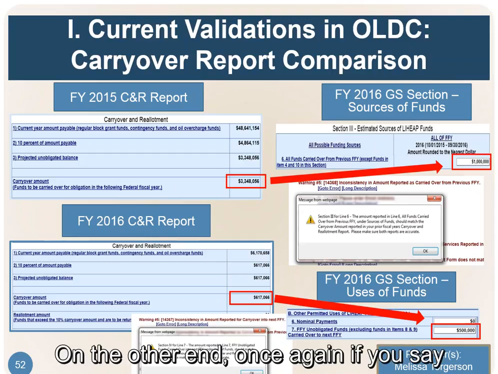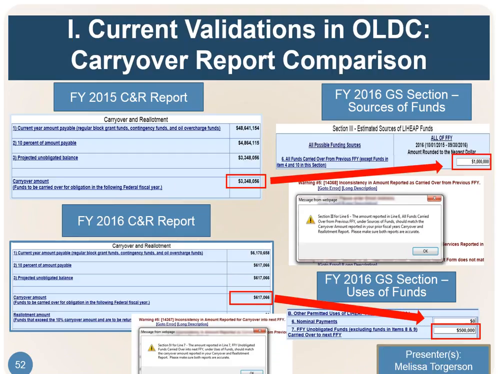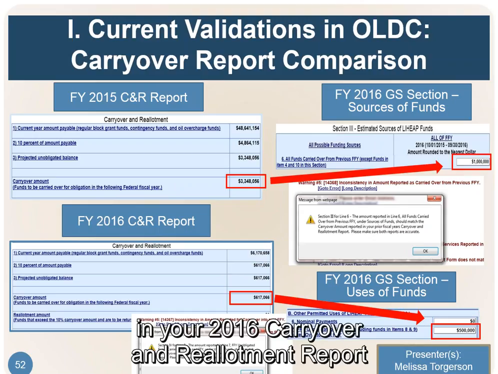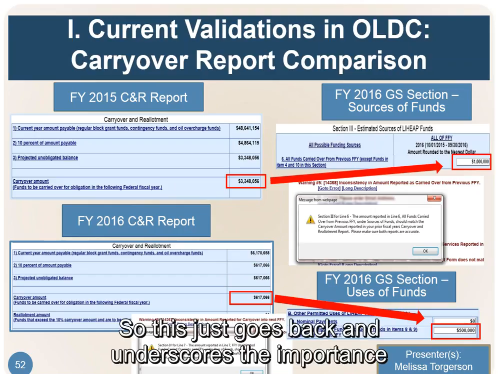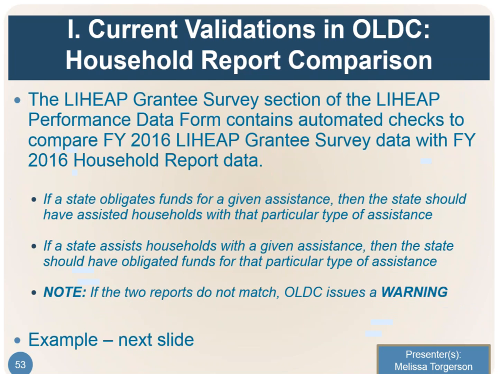So, on the other end, once again, if you say that you're going to carry $500,000 from 2016 into 2017, we want to see that reflected in your 2016 carryover and reallotment report, and this is another example where that doesn't match. So this just goes back and underscores the importance of truing up those carryover and reallotment reports.